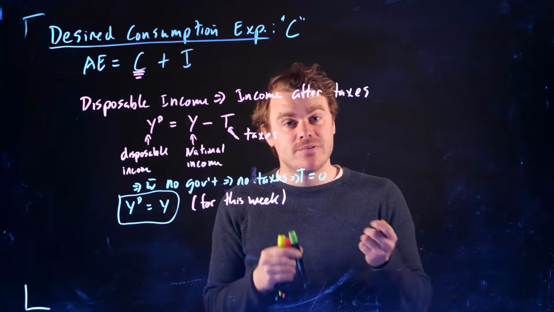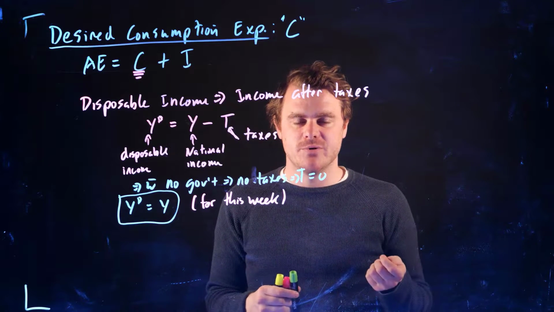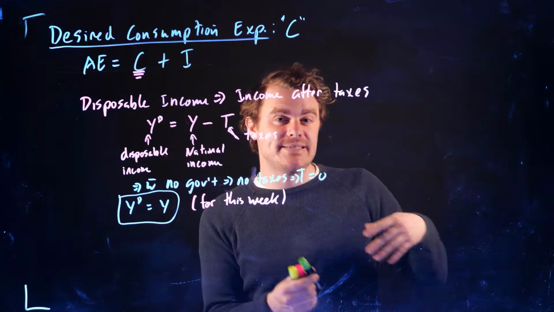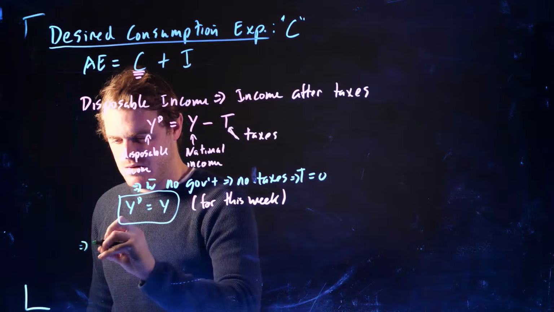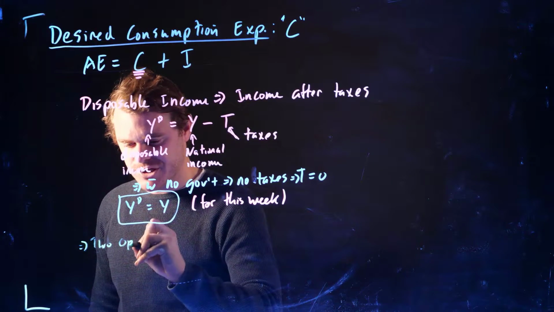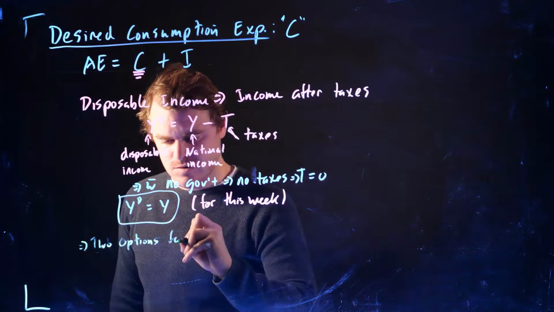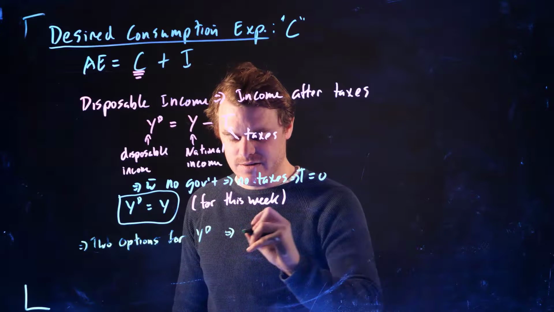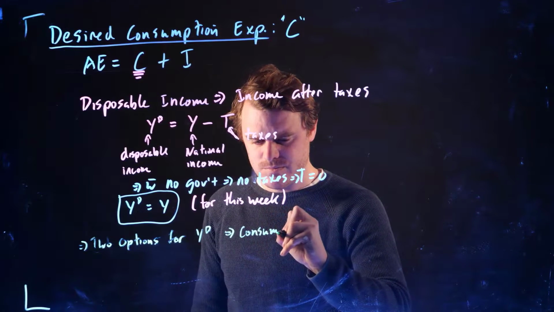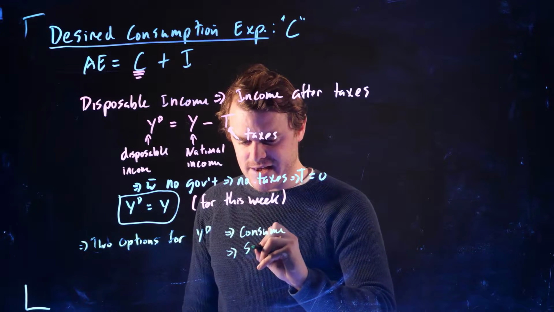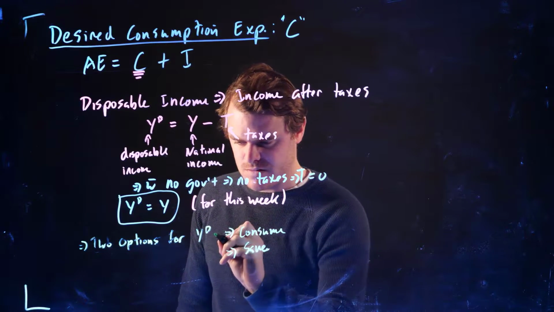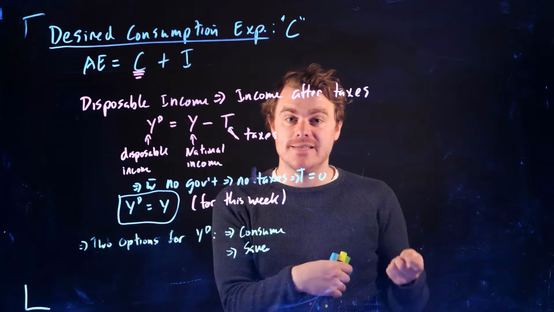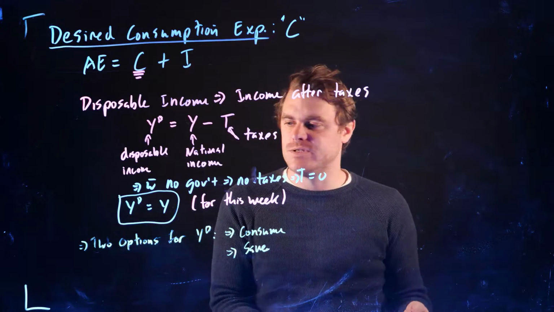We can think of two different things that we can do with our disposable income. We could spend it on consumption, or we could save it. Two options for YD: we can either consume or save. Anything that's not consumed is saved, and everything that's not saved, we're going to assume it's consumed.